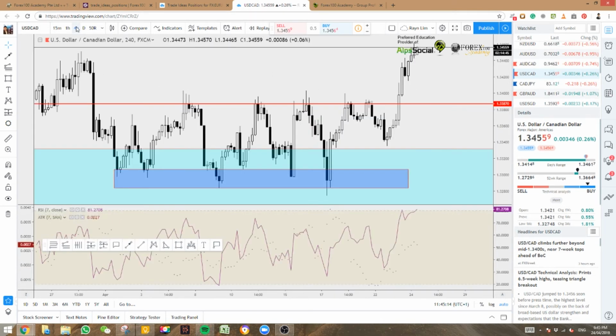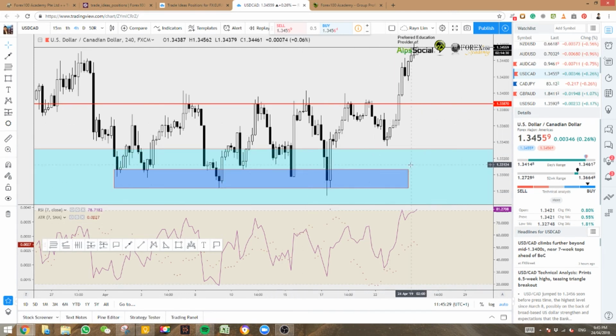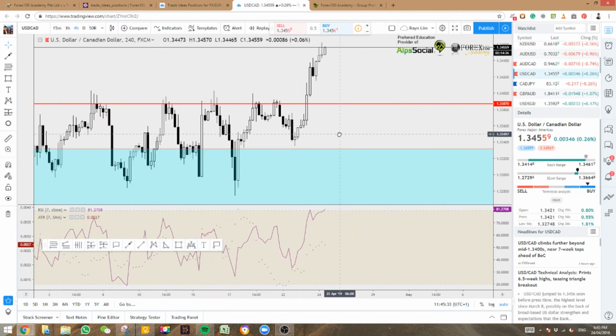Head down to the 4-hour chart. On the 4-hour chart, nope, not valid for harmonic pattern. So on the 4-hour chart, just waiting for a retracement. So this is no longer needed. Alright, so this area is my next buy zone on the 4-hour chart.